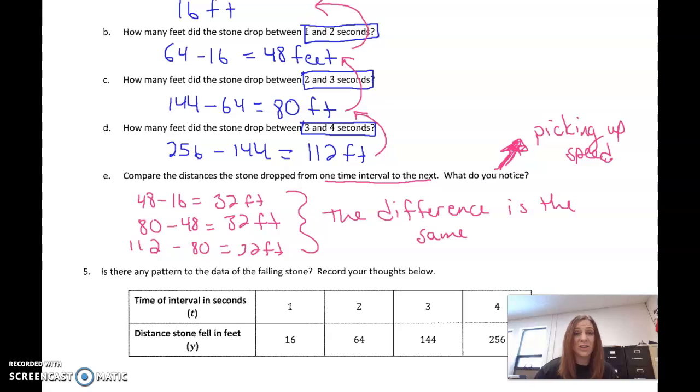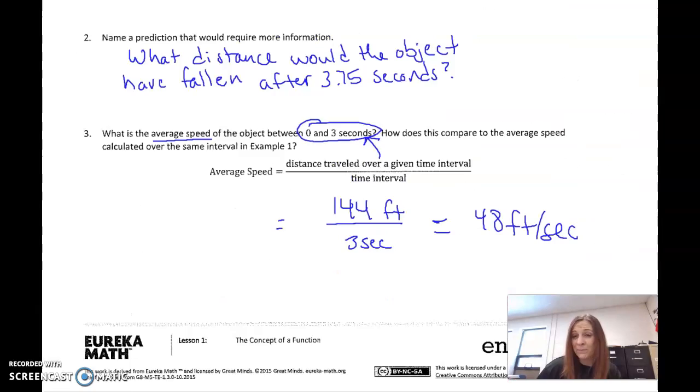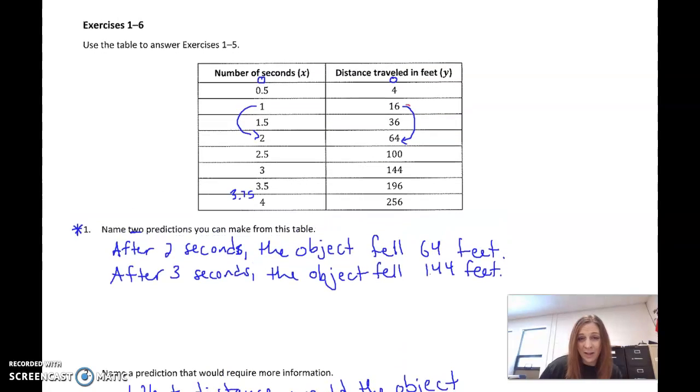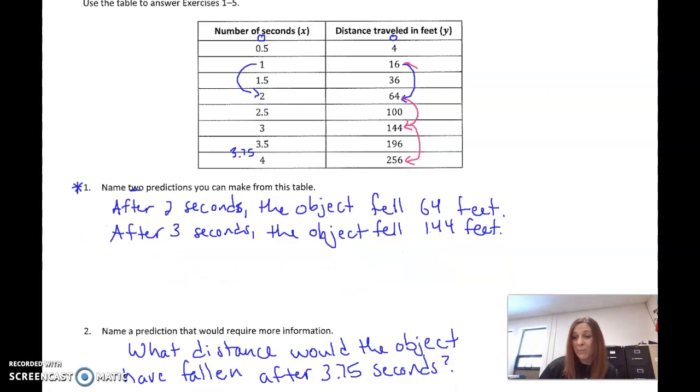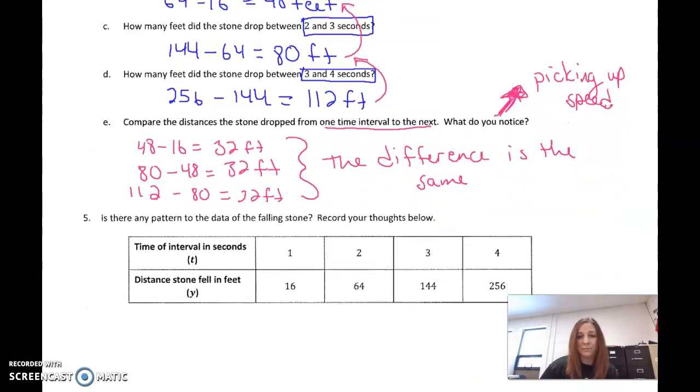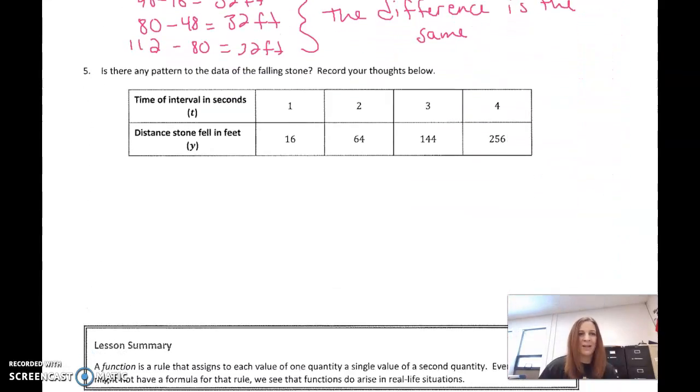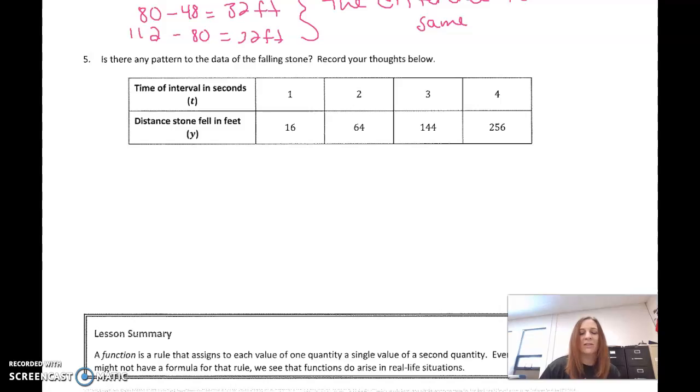It didn't just go up by 32 each time, and that's important. If 16 to 64, 64 to 144, 144 to 256, it's not going up 32 each time, but the difference is going up 32 each time. All right, last one. Is there a pattern to the data of the falling stones? Okay, is there a pattern?